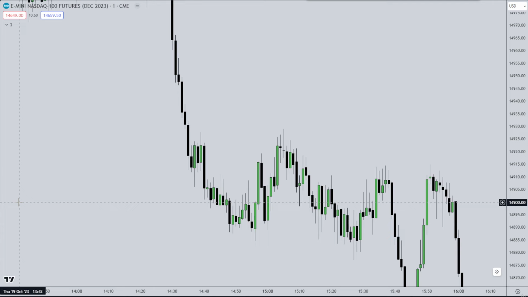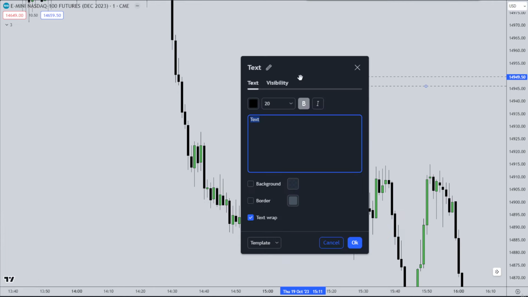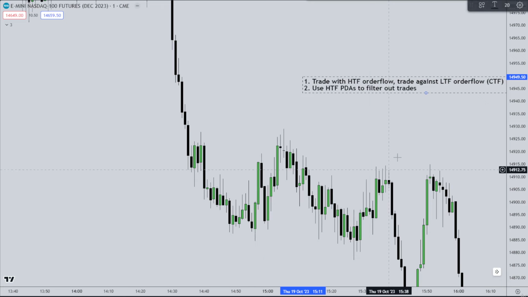The main two key points, right, are to trade with order flow, and to use higher time frame PDAs to filter out trades, right? And honestly, I'll just add it here: trade with higher time frame order flow, and trade against lower time frame order flow or the current time frame. It's literally that simple, honestly.